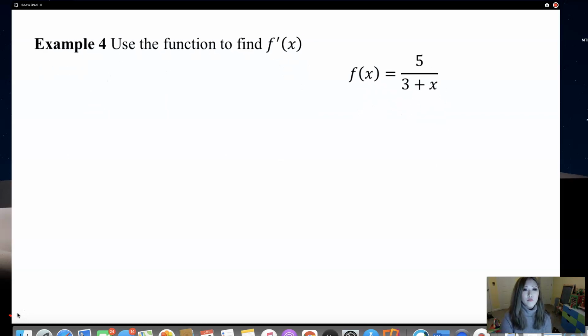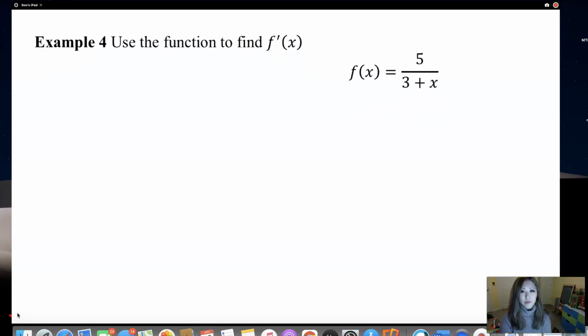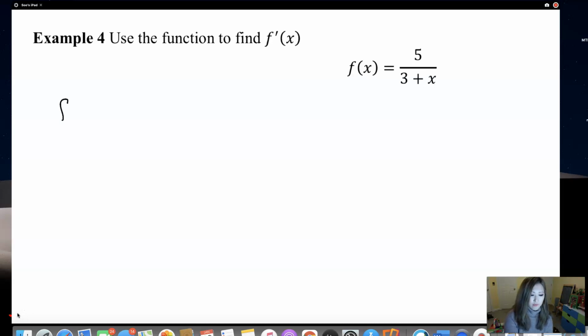Okay, so use the function to find f prime of x. We are given f of x equals 5 over 3 plus x. If I want to find f prime of x, the only thing that we know is the limit definition. So do write down the definition first. Limit as h approaches 0 of the difference quotient.